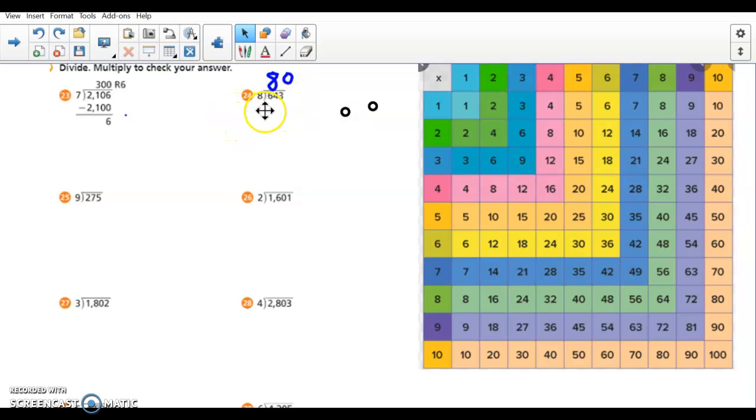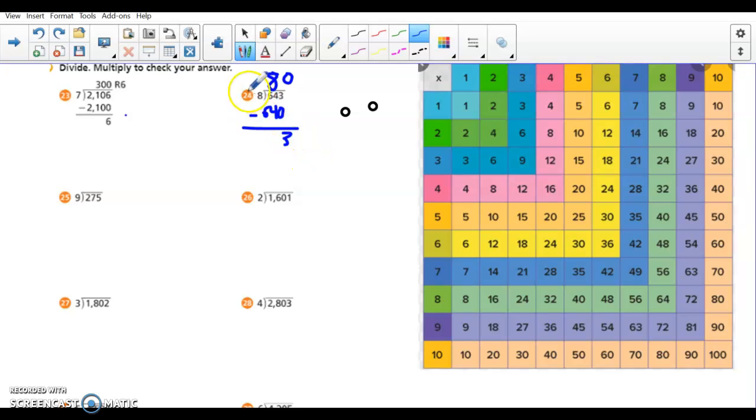So if I have 80 groups of 8 or 80 8s, 8 times 8, we just said was 64, but it's 640 because I'm multiplying 80 times 8, and I subtract, I have 3 left. Well, can I pull out another whole equal group of 8? Remember, it has to be a whole group of 8. No, I can't pull out a whole group of 8, so that is my remainder of 3.